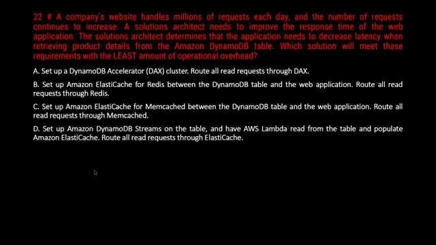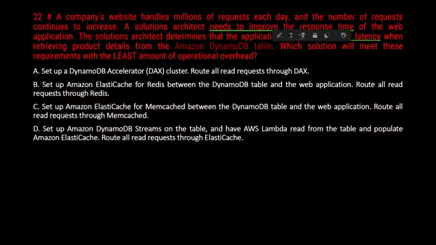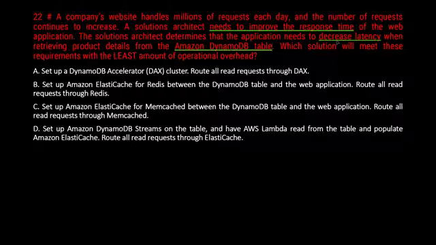increase. A solutions architect needs to improve the response time of the web application. The solutions architect determines that the application needs to decrease latency when retrieving product details from Amazon DynamoDB. Okay, so remember that they are not talking about decreasing latency when making the request, but about decreasing latency when retrieving product details from DynamoDB.